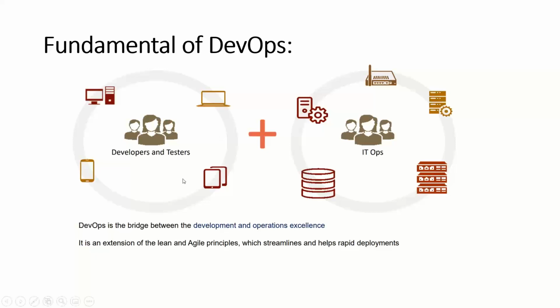As I explained, DevOps is the bridge between development and operations excellence. You see here the developers and testers. Here it is IT operations. You might include more and more tools for development purposes and more tools for IT operations. At the end, all are included in one cycle, which is called the development life cycle of DevOps.